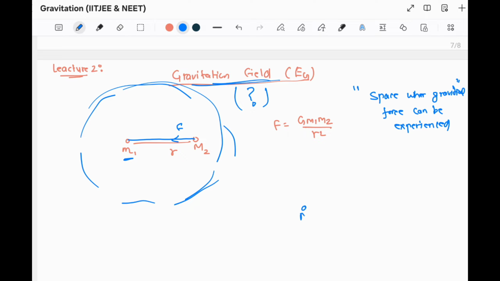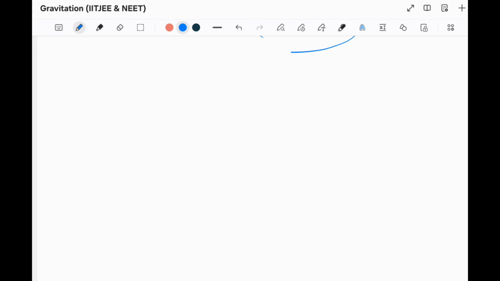If you take any mass, suppose this mass m is there, the field around it in which it attracts any other mass kept in this field will be its gravitational field. It is an area where another object will experience a gravitational force because of this mass m. That field will be known as the gravitational field. This becomes very easy when you take Earth as an example.